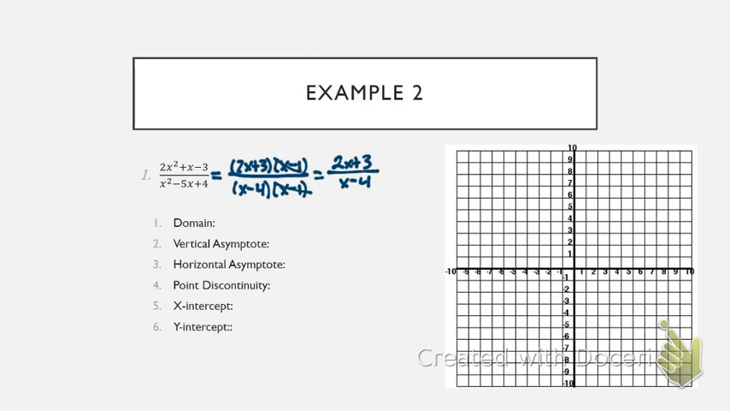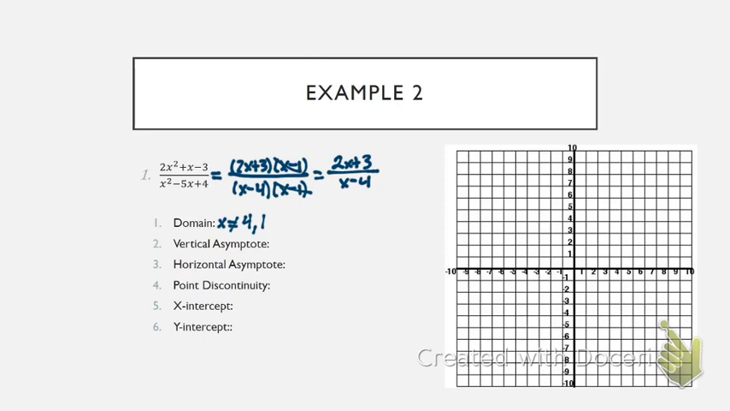My domain restrictions are any x value that I plug in that causes problems. So when I factored, I have x minus 4 and x minus 1. If x equals 4, we have a problem because 4 minus 4 will force me to divide by 0. Also, if x equals 1, we also have a problem. If we divide by 0 for either value, that can't happen. So in this case, x cannot be 4 or 1. Both of them are bad.